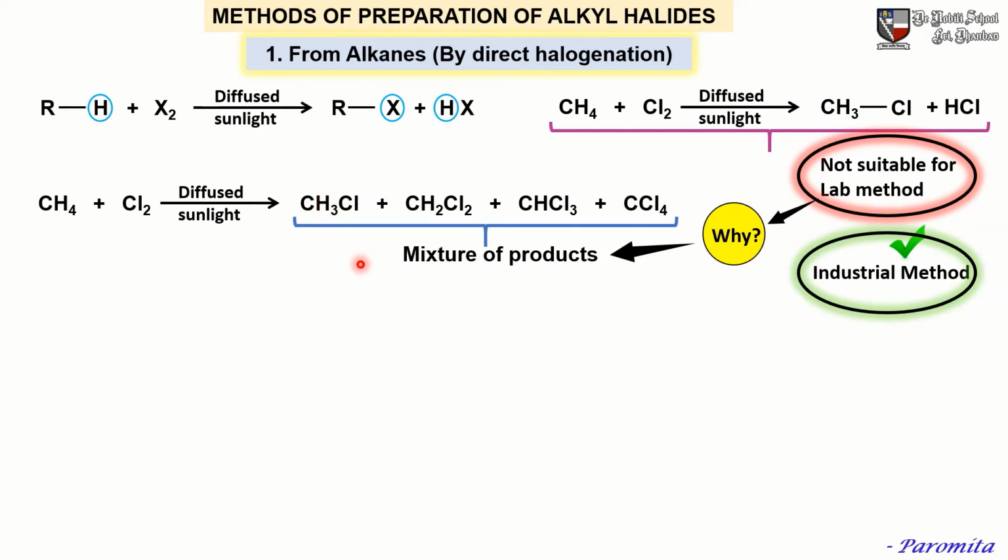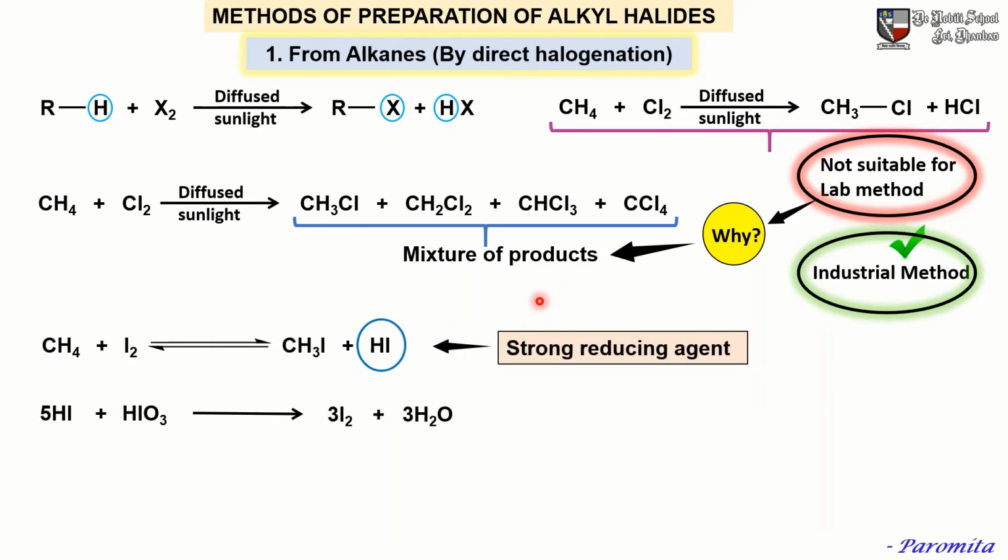But if a proper ratio of the halogen to the alkane is used, it is possible to suppress the process beyond monohalogenation. However, the process is not of much practical use in the laboratory. This method is used industrially to manufacture chlorinated methane.